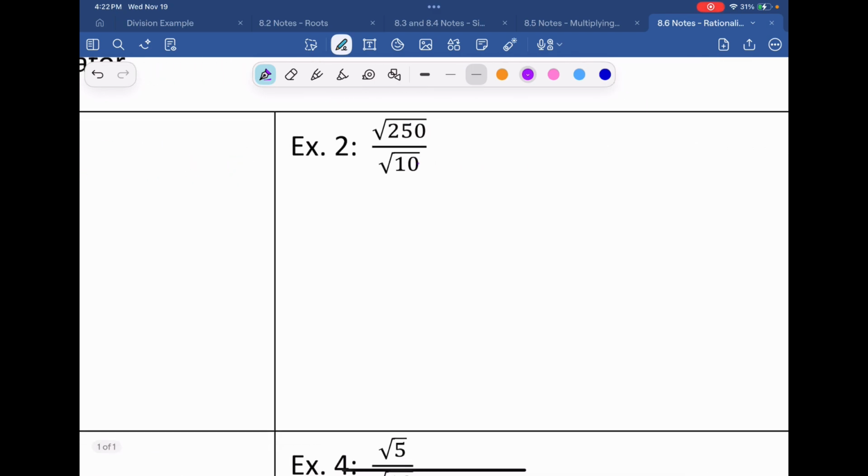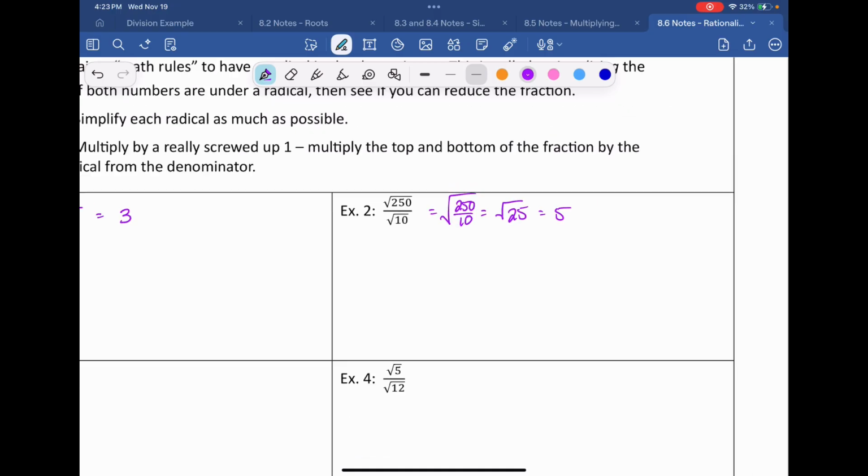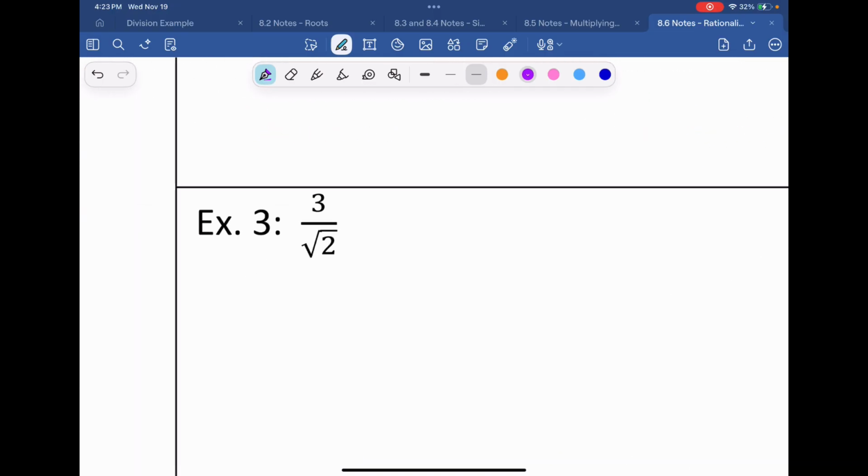Well, on this one, as long as they're both the same index, both square roots, I can divide as if they're under the same radical. Well, 250 divided by 10 is 25, and the square root of 25 is 5. I no longer have a radical in the denominator. Okay, but sometimes we can't do that.